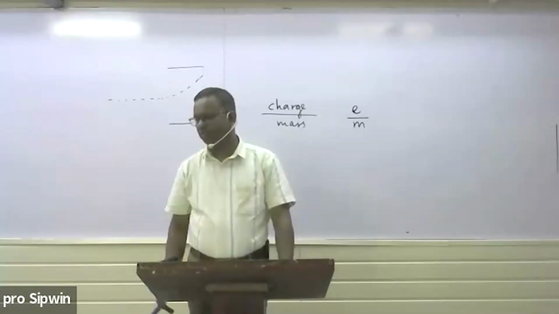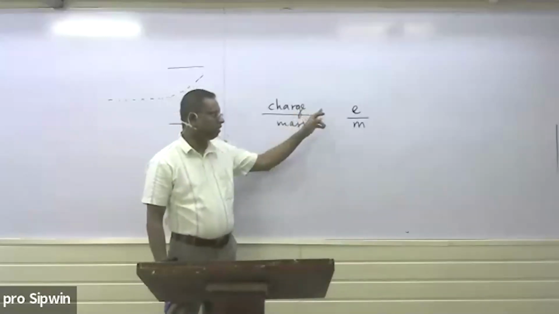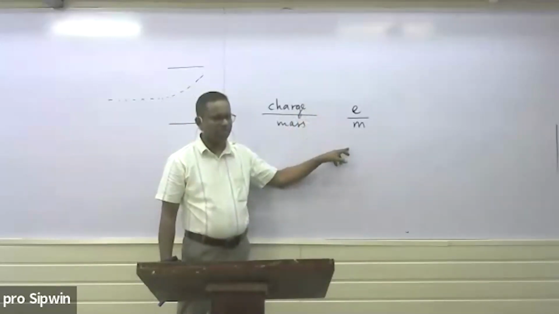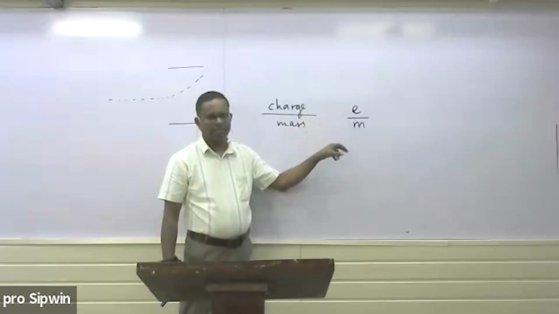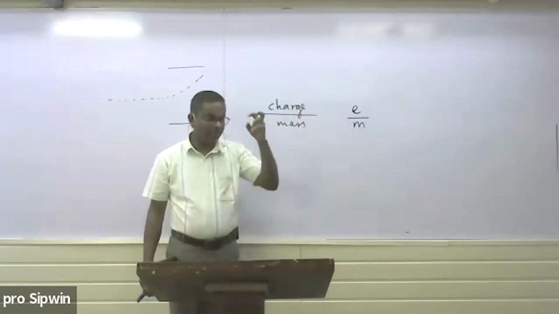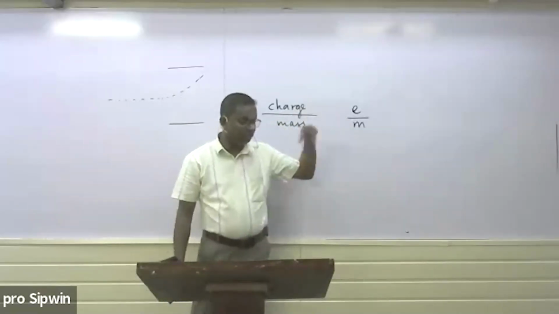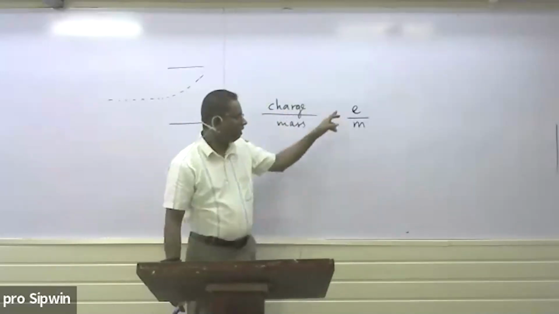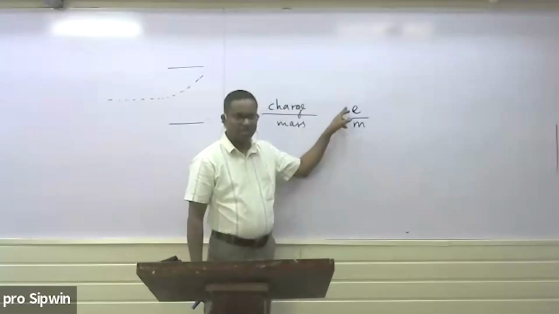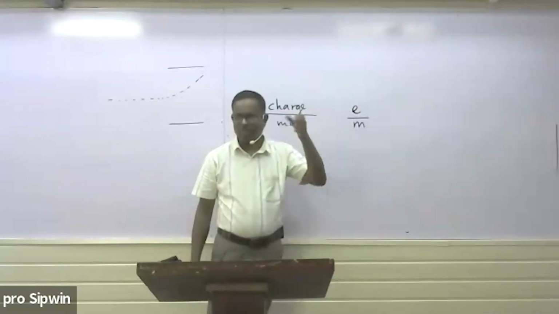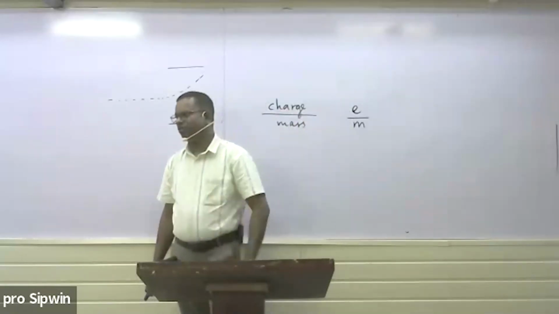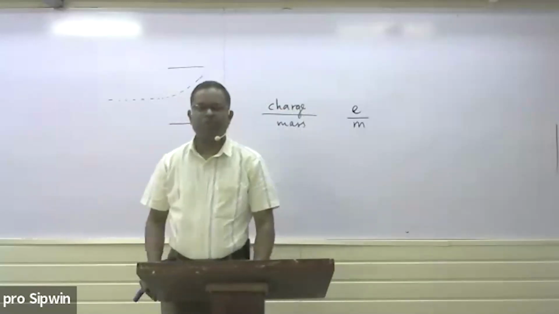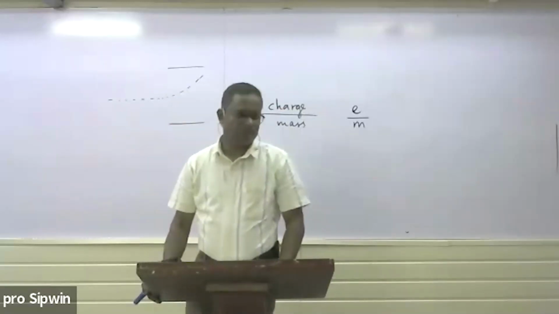Right, don't be misled. He did not determine the charge of the particle, then the mass of the particle, and then divide one by the other. No, not that way. The net value, E divided by M, was determined there. But still he didn't know this one or this one. He doesn't know E or M individually. The net value, E over M, was determined by Thomson.